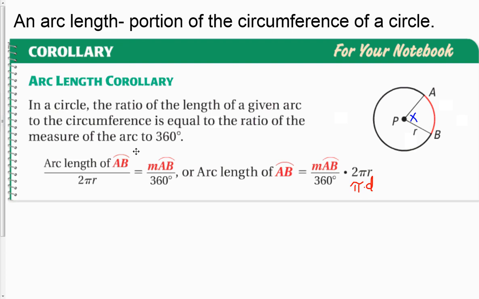It could also be set up as a ratio: the arc length we're looking for over the total circumference equals the degrees of the arc over the total degrees in a circle. Either way works. Why would you say there are two different ways? This way they solve for AB already. Cross multiplying the 2 pi r, we get angle over 360 times 2 pi r. Okay, simple enough.